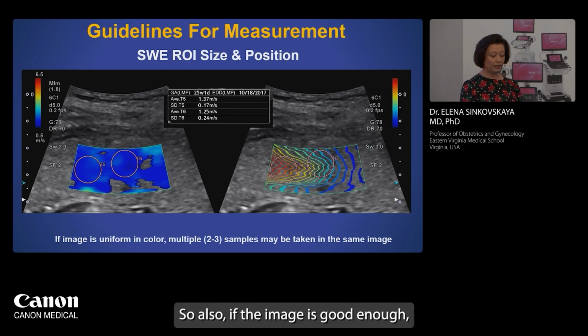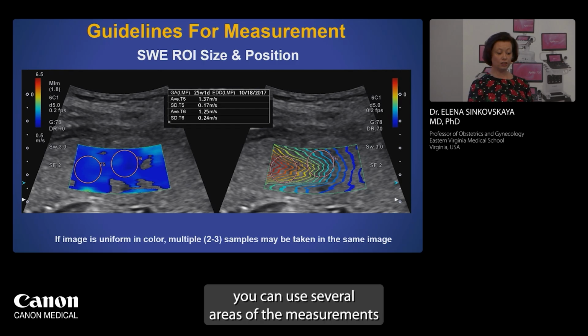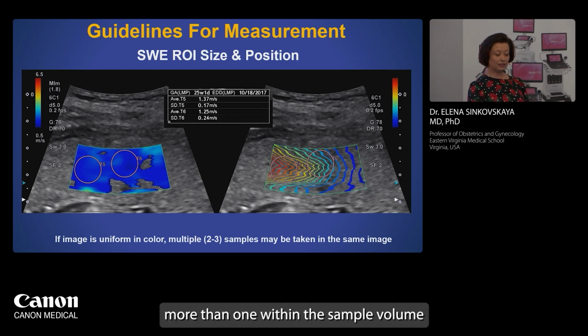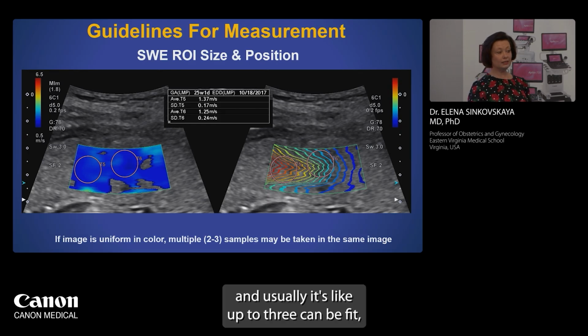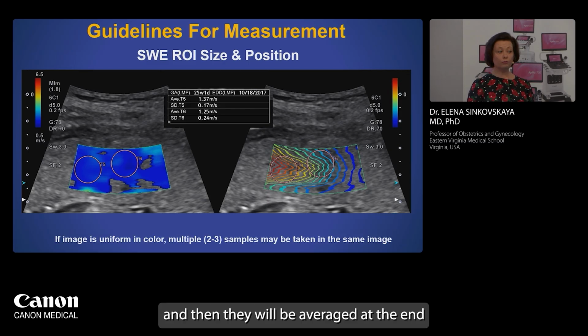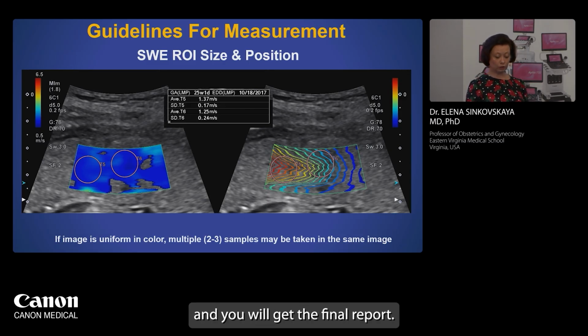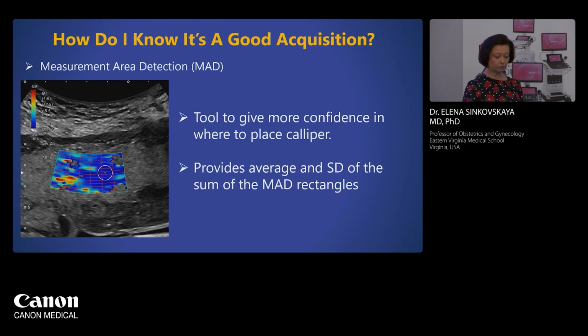Also, if the image is good enough, you can use several areas of measurement, more than one within the sample volume. Usually up to 3 can be fit, and then they will be averaged at the end, and you will get the final report.